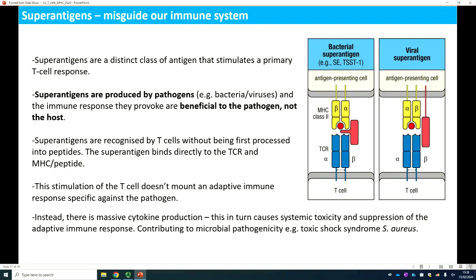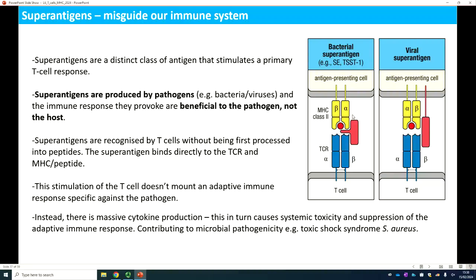And then I wanted to talk about superantigens. Superantigens are a pathogen product, and they're there to misguide our immune response. They actually stimulate a primary T cell response, but they're produced by either a bacteria or a virus, and we've got some examples up here. They provoke an immune response that's actually beneficial to the pathogen, but not to the host. You can see they bind across the MHC antigen TCR complex.